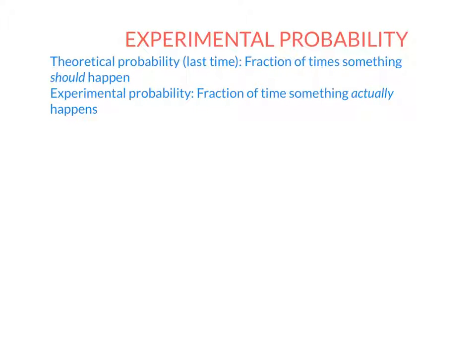Thank you so much for tuning into this video on experimental probability. Last time we looked at theoretical probability, which is the fraction or proportion of times something should happen. And today we're going to look at experimental probability, which is the fraction of times something actually happens. And this is very useful because sometimes it's really hard to calculate the theoretical probability.